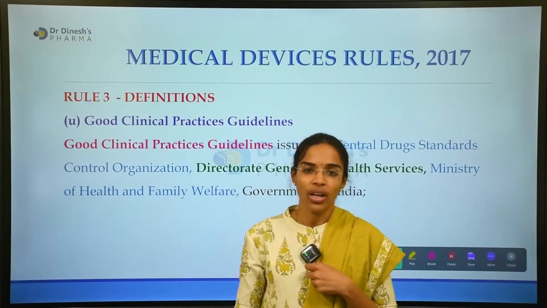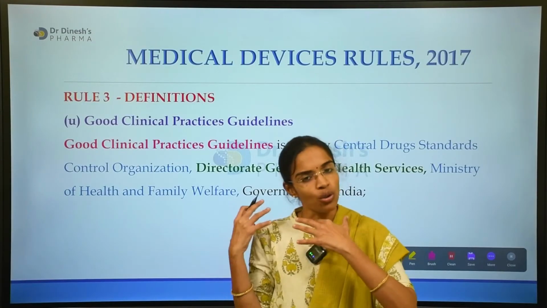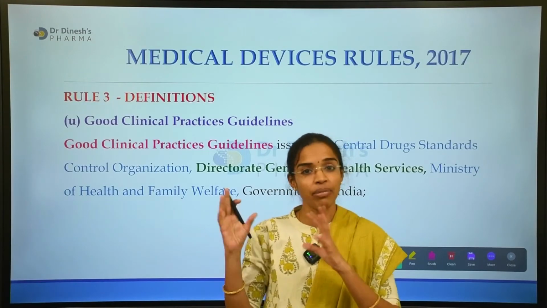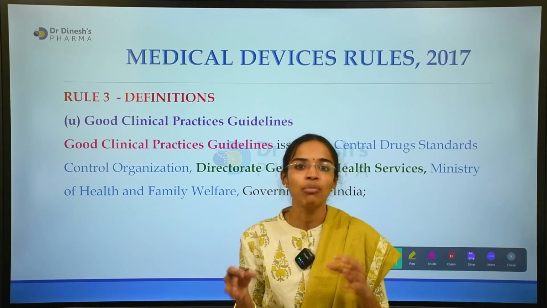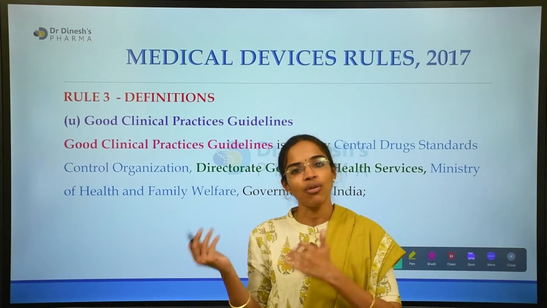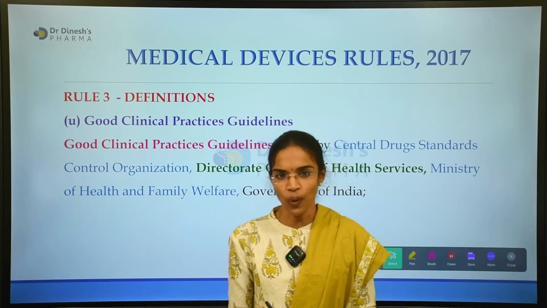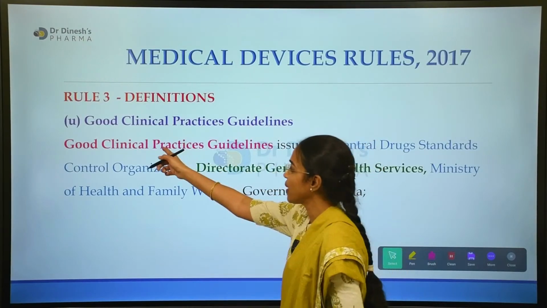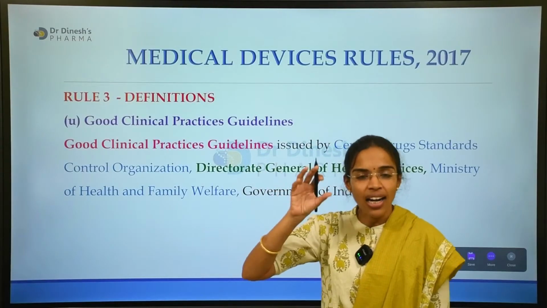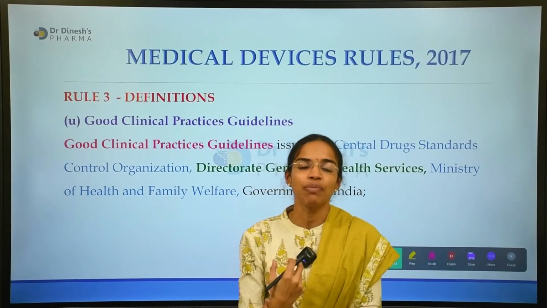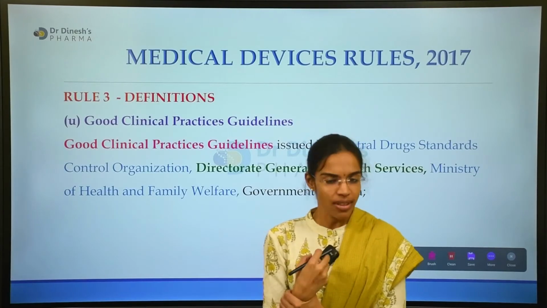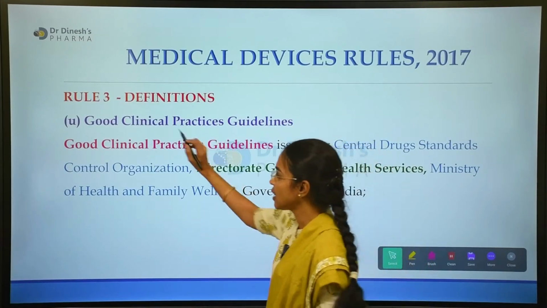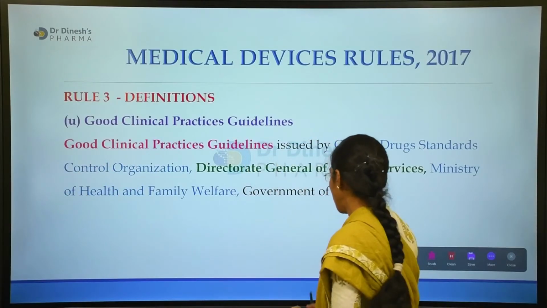Once we go through the GCP guidelines, we see it forms a major topic. I'm not discussing it in detail because it is a very major topic. But under which rule of MDR 2017 do the GCP guidelines fall? It is nothing but 3U.